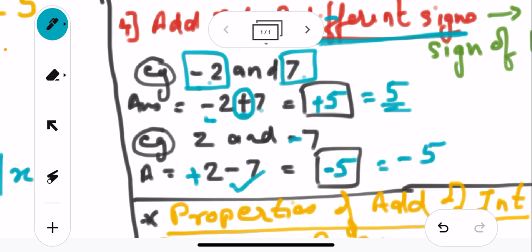So this way we are going to do addition when the signs are the same, and when the signs are different, this is how you add and subtract.